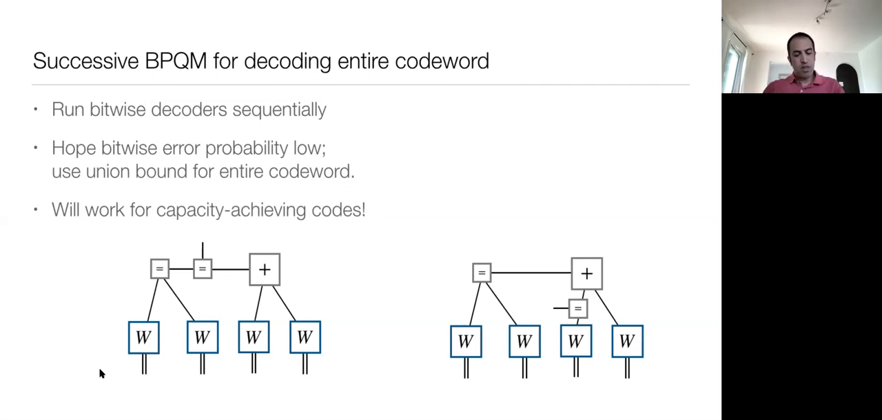And this will work for certain capacity achieving codes. In particular, polar codes are a specific kind of error correcting code that can achieve capacity in the classical case. This is how the argument goes. It decodes sequentially also, and it's a union bound type argument.